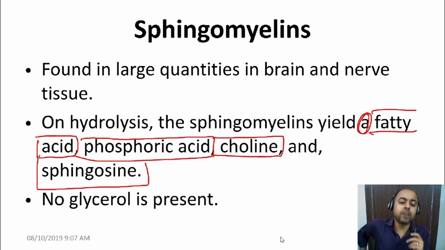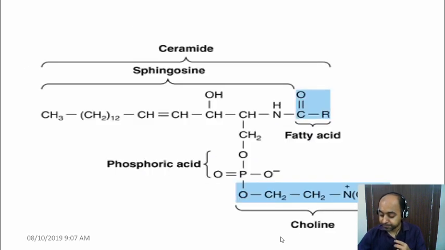Remember, in sphingomyelin, the glycerol is not present. Obviously, the alcohol is sphingosine, so there is no question of the glycerol being present. So this is the structure. You don't need to remember the structure. I'm just showing you the structure of the sphingomyelin, where to ceramide first the phosphoric acid is attached, to which the choline is attached.